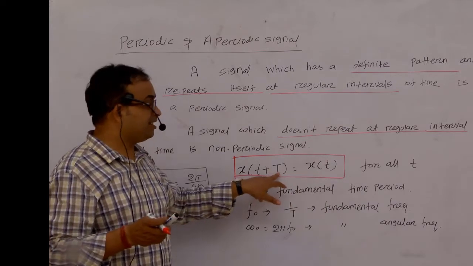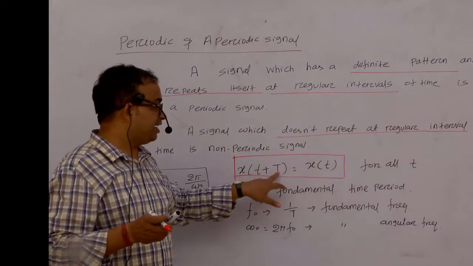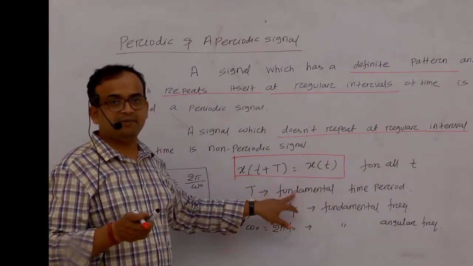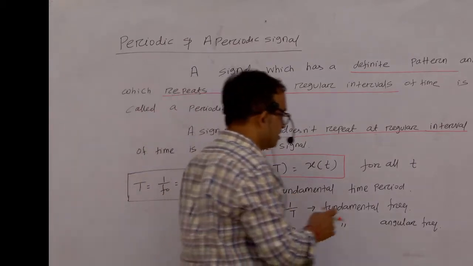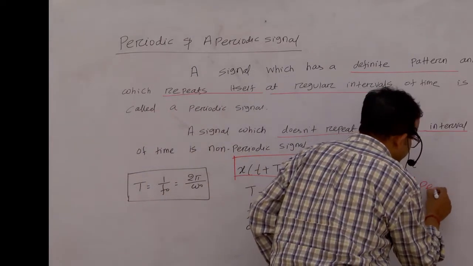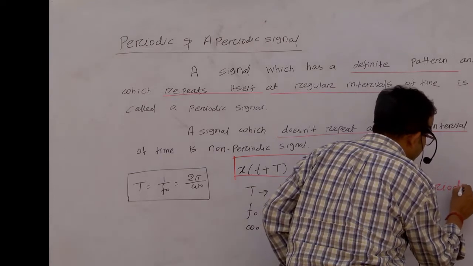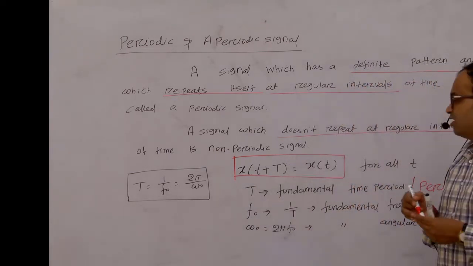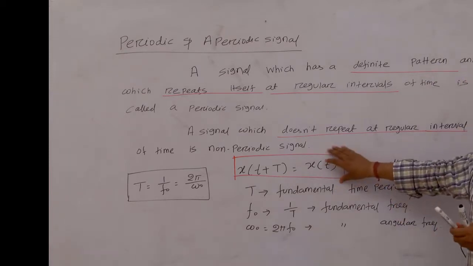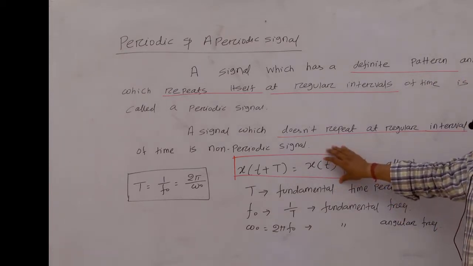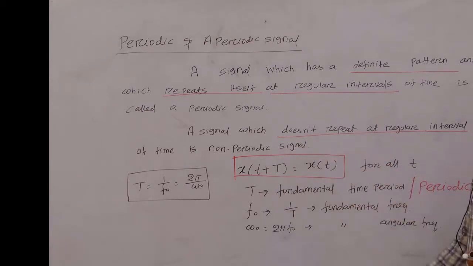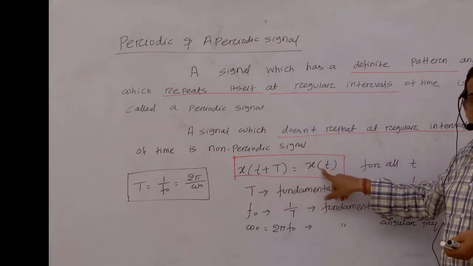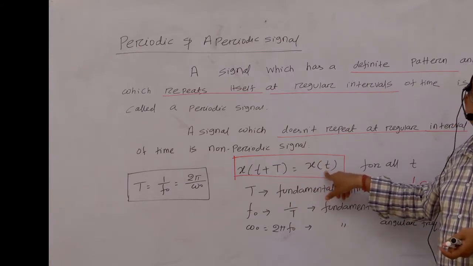So what is capital T here? Capital T is known as the fundamental time period, also known as the periodicity of the signal, right? So mathematically you can write. If in the exam it is asked, what is the mathematical expression for the periodic signal? At that time you can write, x of t plus T equal to x of t, then the signal x of t is a periodic signal.